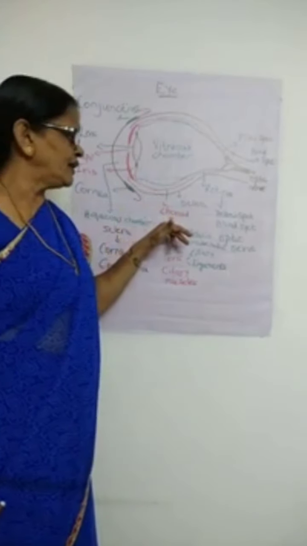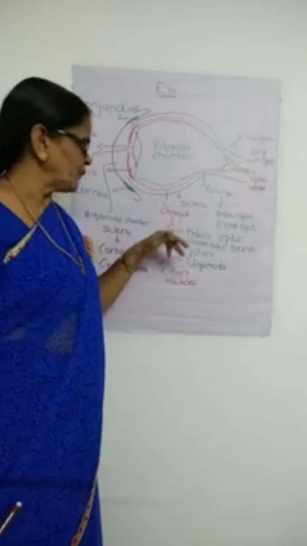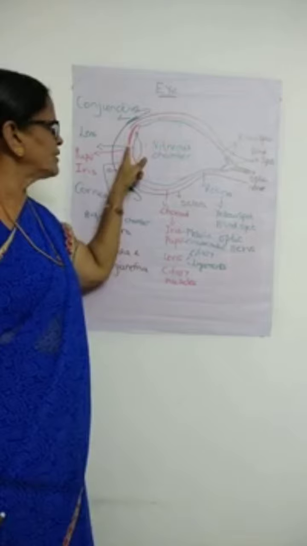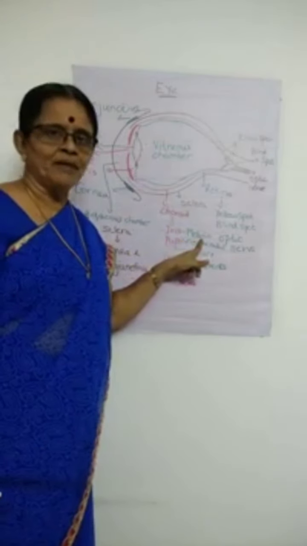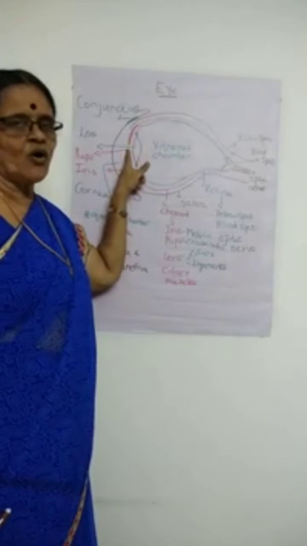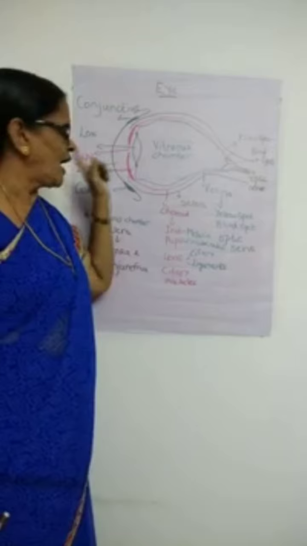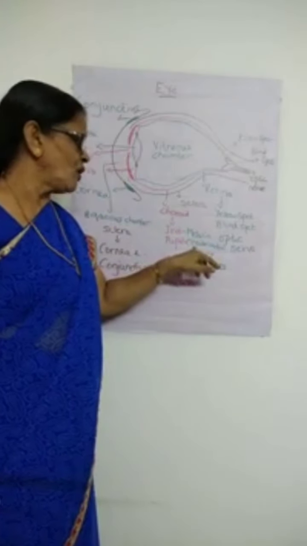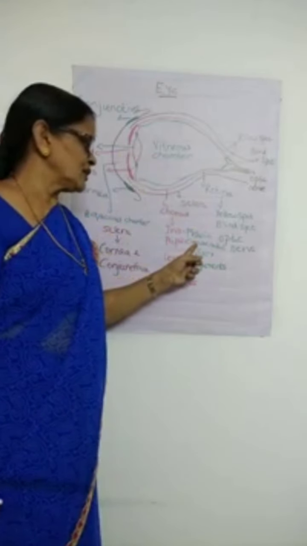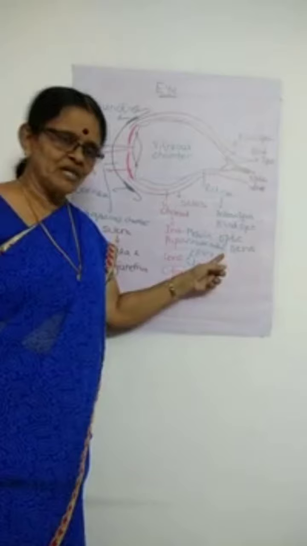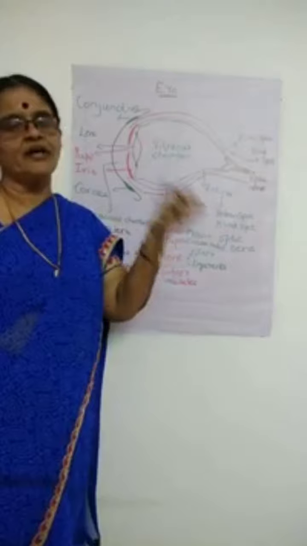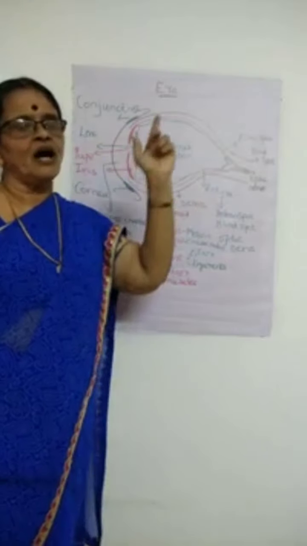Then we have the middle layer, called the choroid. The choroid layer consists of the iris. The iris is the colored part, which is made up of the melanin pigment, and in between the iris there is an aperture or a small opening called the pupil. The pupil contracts and relaxes due to the presence of circular and radial muscles. These two muscles contract and relax according to the intensity of the light.